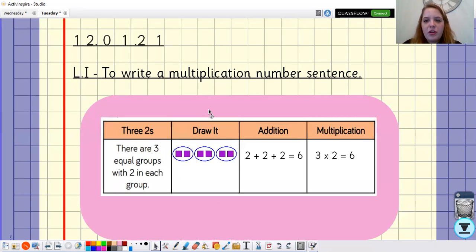Okay, so moving on to our answer then. So we have got our 3 equal groups with 2 in each group. So I've just drawn 3 simple circles with 2 squares in each one. So my addition number sentence would be 2 add 2 add 2. And to find that total, I can count in 2s to help me. So count with me. 2, 4, 6. So that would be our total. And then our multiplication number sentence, I see I have 3 groups of 2. And again, my total is 6.